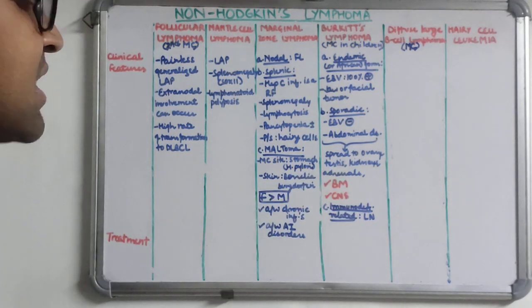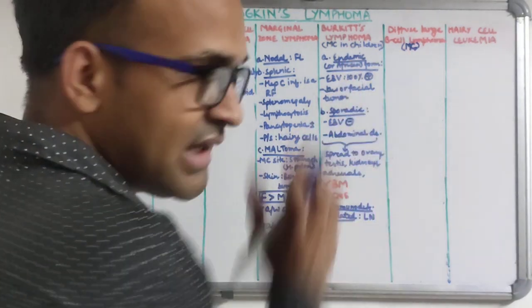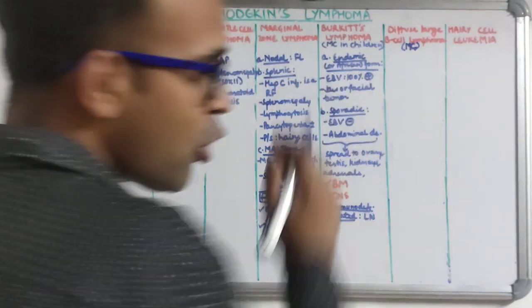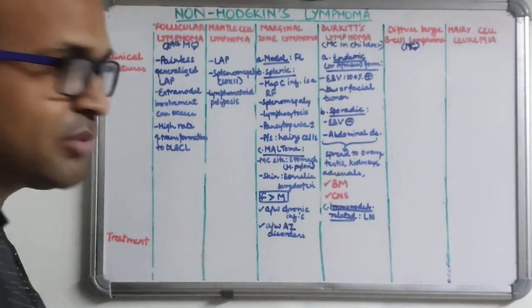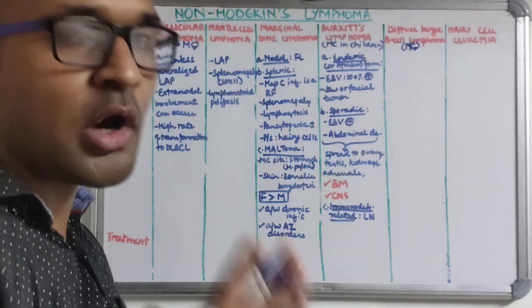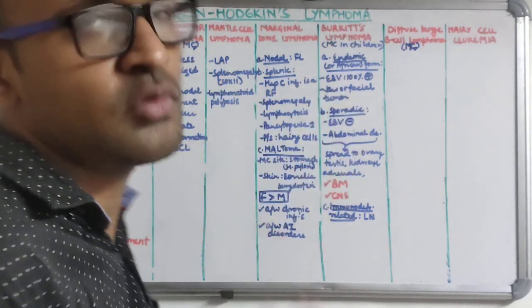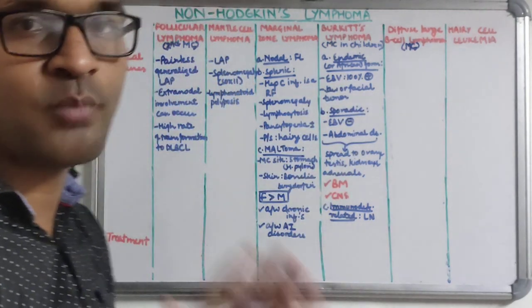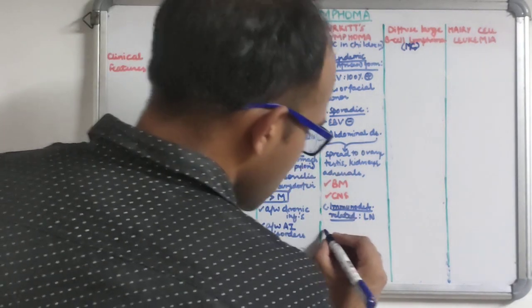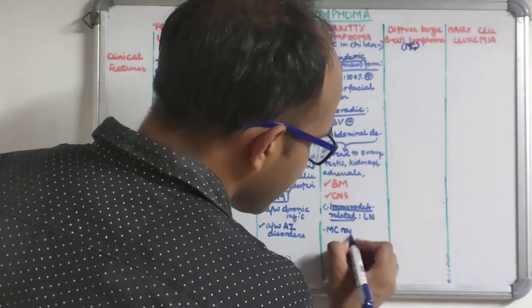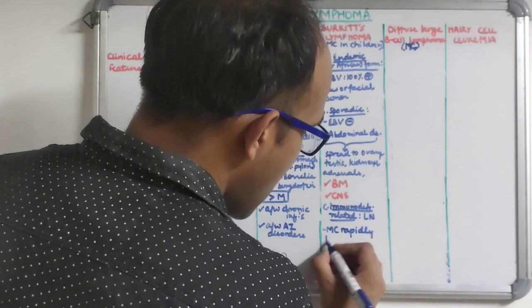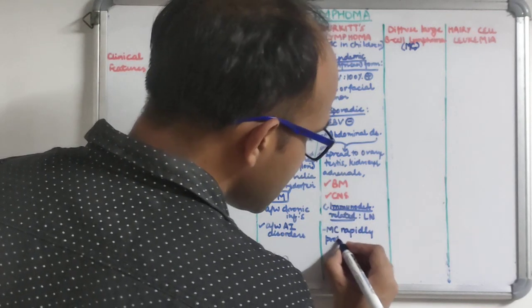Now talking about the DLBCL, okay, another question is somebody asked you which is the most common rapidly proliferative non-Hodgkin's lymphoma. So the answer would be Burkitt's lymphoma, because I've already told you that the proliferation index is 100%. So most common rapidly proliferative non-Hodgkin's lymphoma, apart from being the most common lymphoma in children.